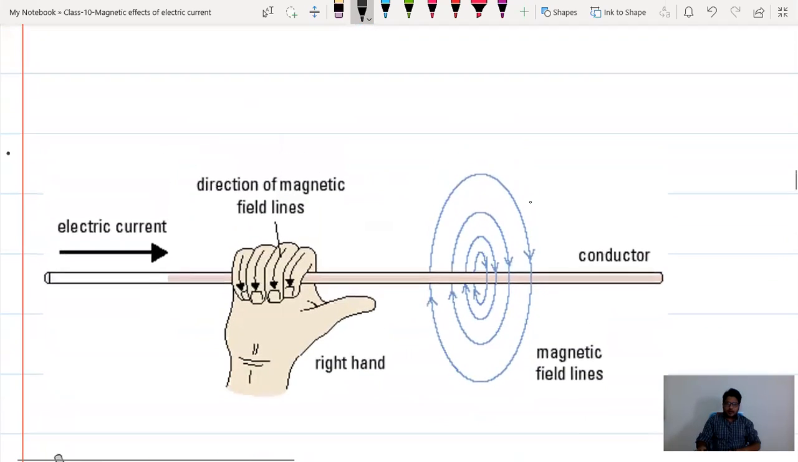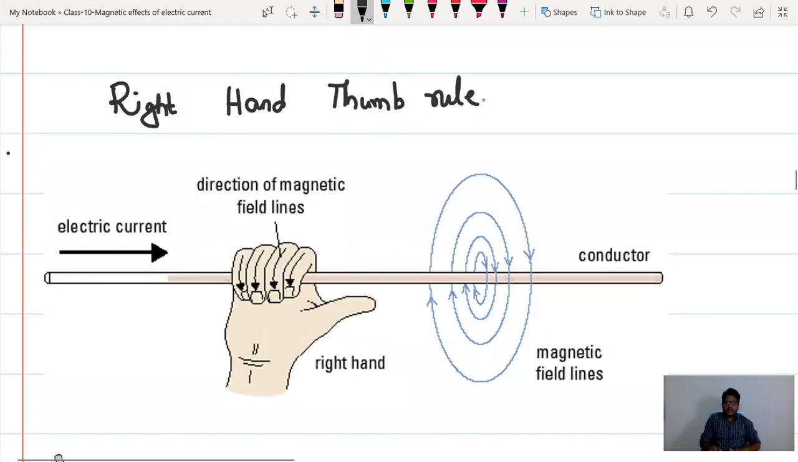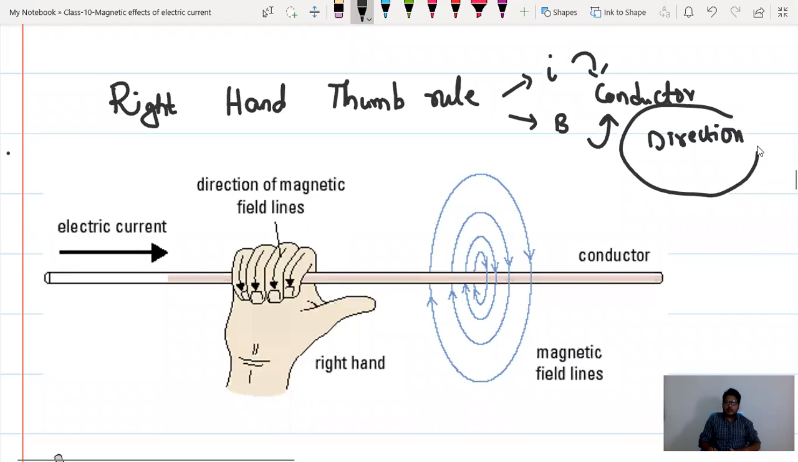Okay, here we have learnt about the right hand thumb rule. What is that right hand thumb rule? If you want to relate current in the conductor and the magnetic field around the conductor, and if you want to find the directions, the most important thing, then the right hand thumb rule is used and applied.